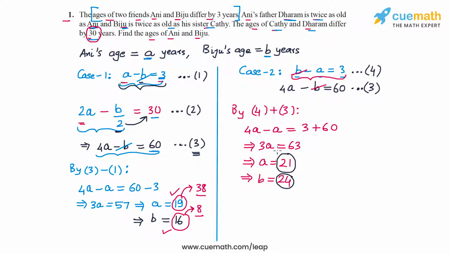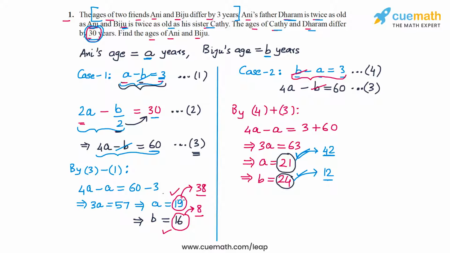So in this case, we conclude that Ani's age is 21 years and Biju's age is 24 years. Now let's see whether this aligns with what's told to us in the problem or not. Because Ani's age is 21, his father Dharam's age will be twice of this, or 42. And because Biju's age is 24, his sister Kethi's age will be half of this, or 12. And we see that the difference between 42 and 12 is 30. So in this case also, our answer aligns with what is given to us. So this answer is also correct. Ani's age is 21 and Biju's age is 24.